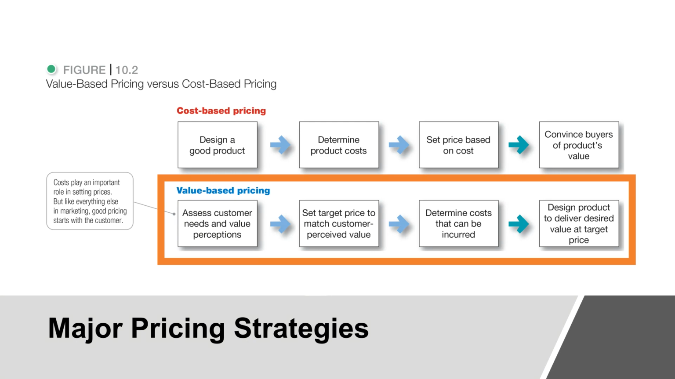And then we'll determine the cost that we can incur. So we know that people will buy $2.50 of Masubi. So in order for us to make a profit, we can't go over $1 worth of costs because we want to make at least $1.50 or $1.38 on our product. So from that standpoint, we designed the product to deliver the value to our target market versus the product and then setting the price so that we convince a buyer to purchase our product.